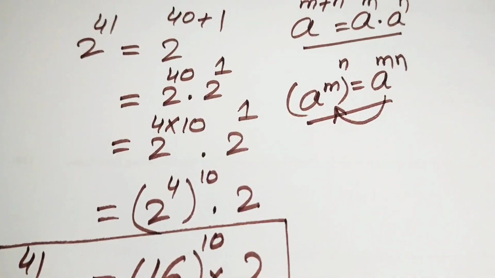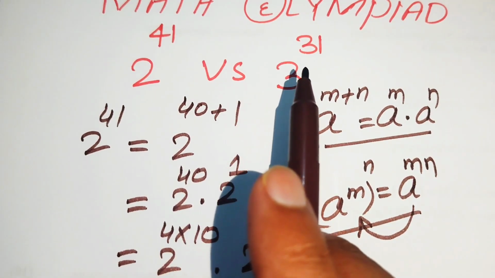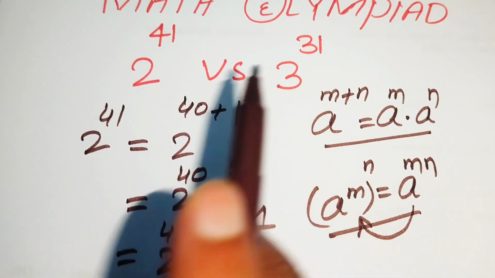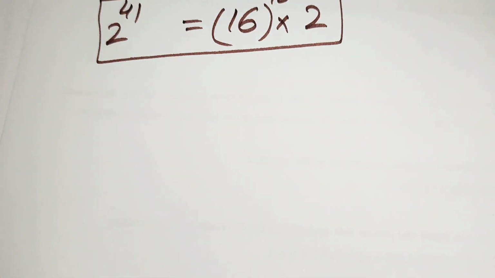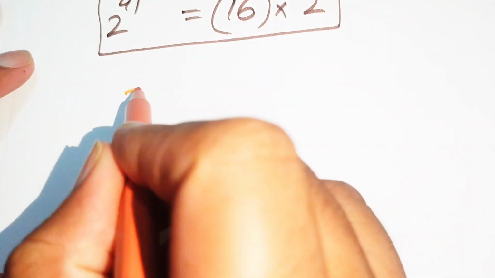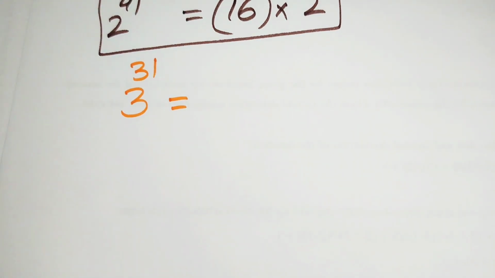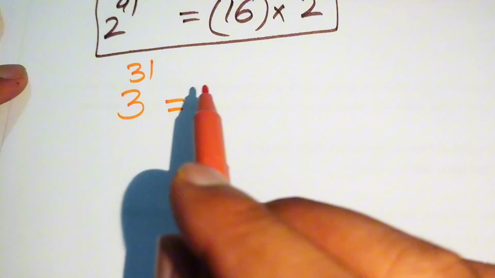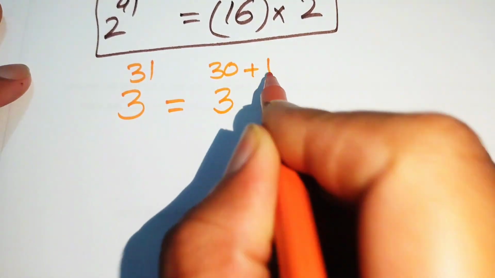And now again we focus on the second term. Our second term is 3 to the power of 31, and we write it in simplified form. First we copy down this term, 3 to the power of 31. Again we focus on its exponent, and we break it and write it as 3 to the power of 30 plus 1.